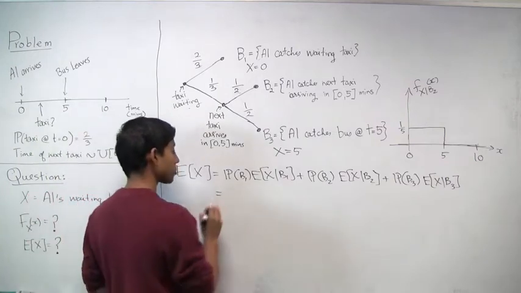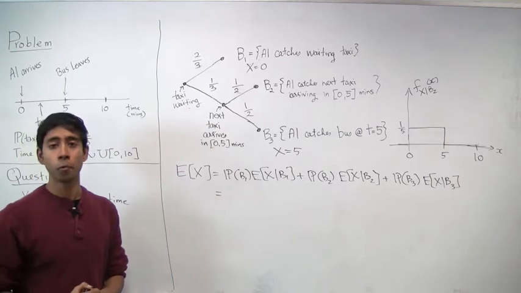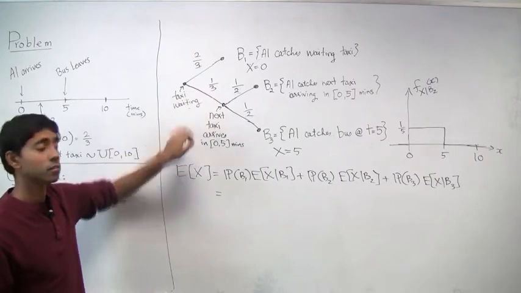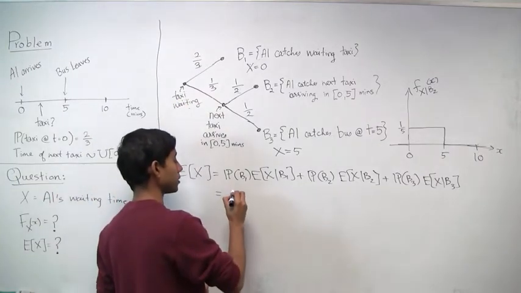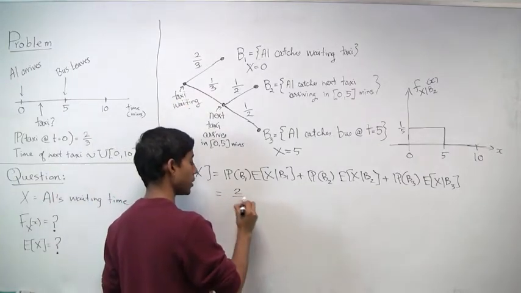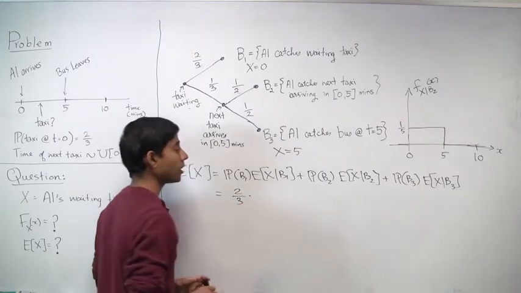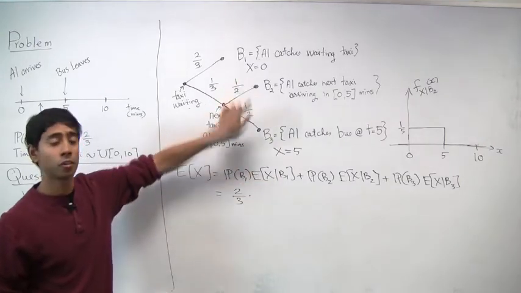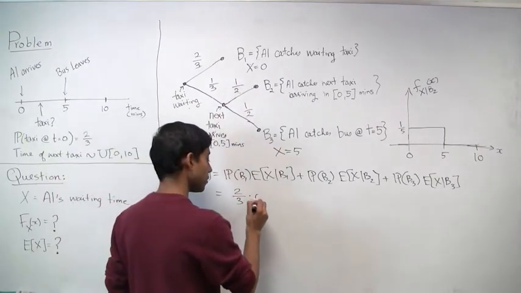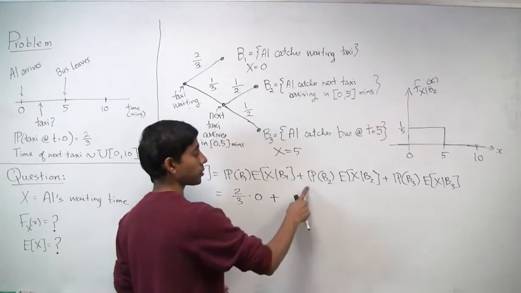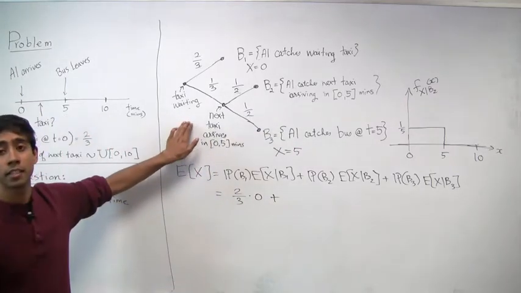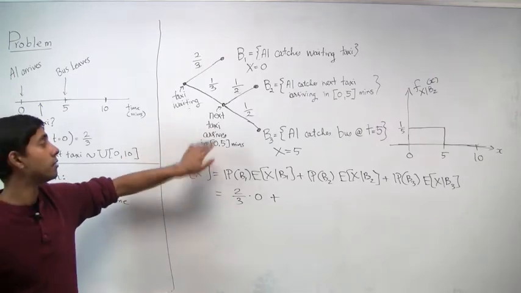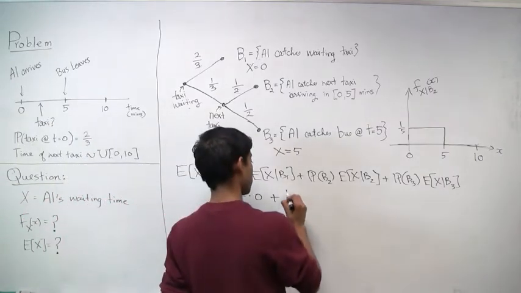And so these quantities: the probability of B1 is going to be exactly 2/3. It's simply the probability of the taxi waiting for Al. The expected value of x, when B1 happens, x is going to be exactly equal to 0. So the expected value is also going to be 0. The probability of B2 happening is the probability of a taxi not being there times the probability of a taxi arriving between 0 and 5. So it's going to be 1/3 times 1/2.